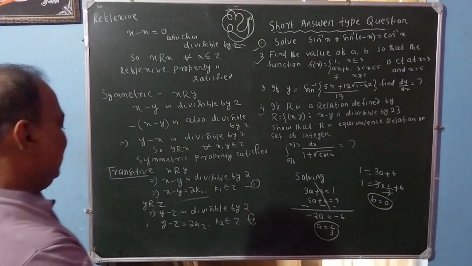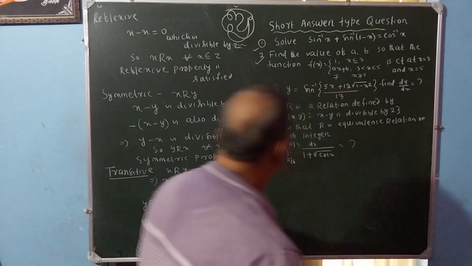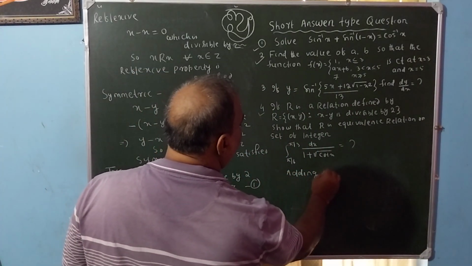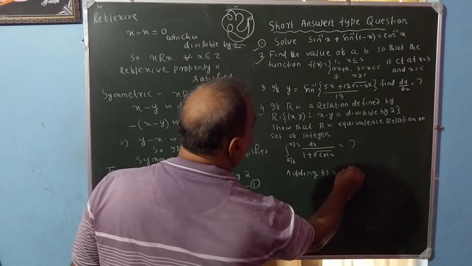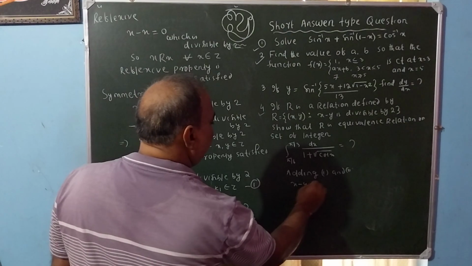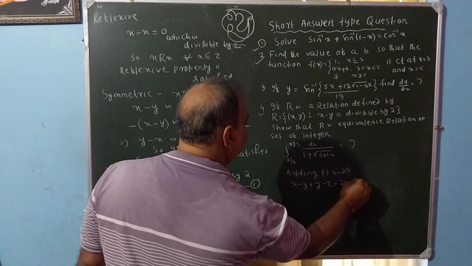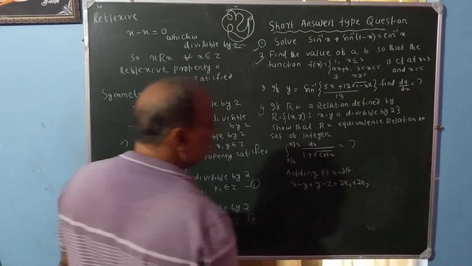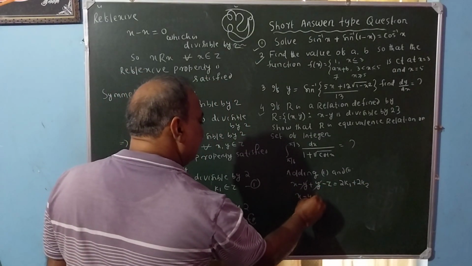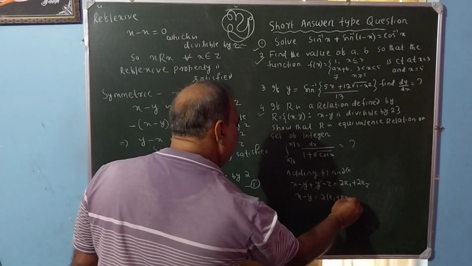Write down. Adding 1 and 2. x minus y plus y minus z is equal to 2k1 plus 2k2. So minus y plus y cancel. x minus y is equal to 2 whole into k1 plus k2.